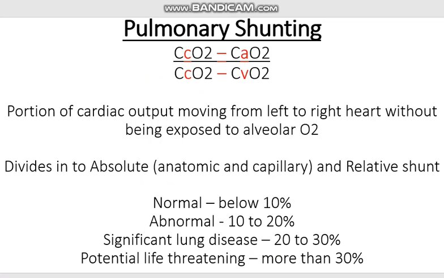Pulmonary shunting is the portion of cardiac output moving from the right to the left heart without being exposed to alveolar O2. It divides into absolute, which includes anatomic and capillary shunts, and relative shunt. The values of pulmonary shunts are normal, which is below 10%, abnormal, which is 10 to 20%, significant lung disease, which is 20 to 30%, and potentially life-threatening, which is more than 30%.